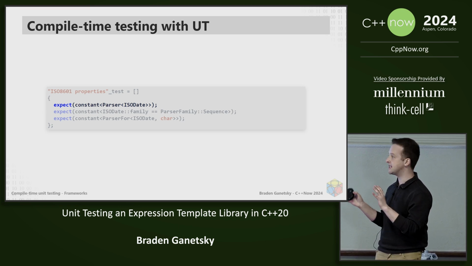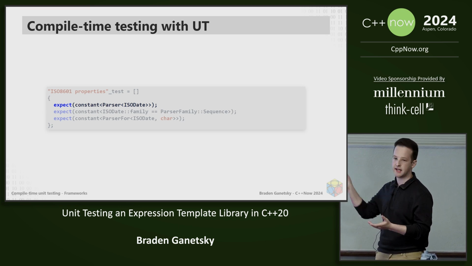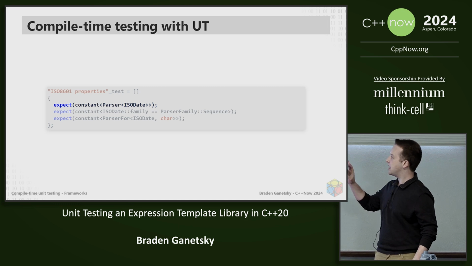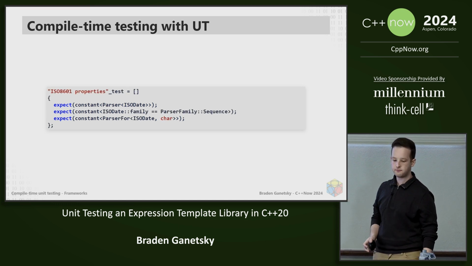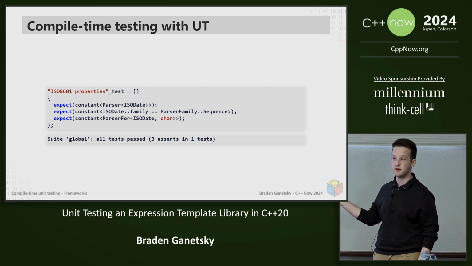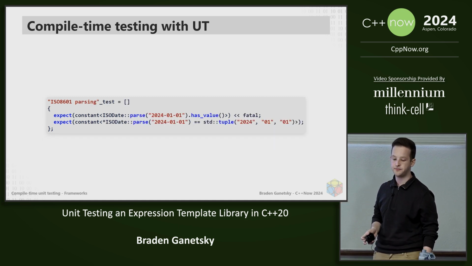So I'm just checking that parser of isodate is a concept. I'm putting that into that constant. Coincidentally, it is a name collision with my library, but that doesn't matter. And then it's just reporting in the expected. And it reports just like this, everything passed. But it is only 3 asserts. It's not running both at compile time and at runtime.